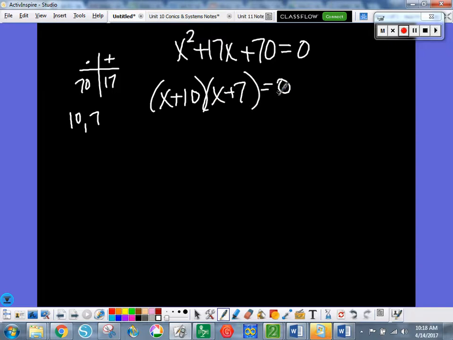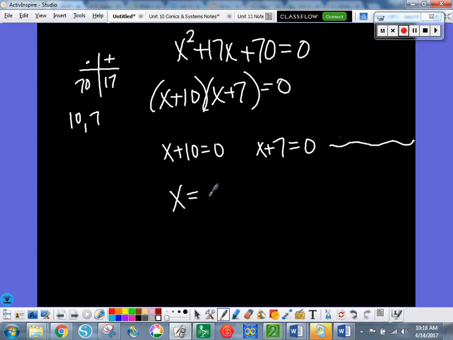Once you set them equal to 0, what do you do next? At this point, we're going to solve for x. This line right here, I don't care if you write down or not. x would either have to be -10 or -7.